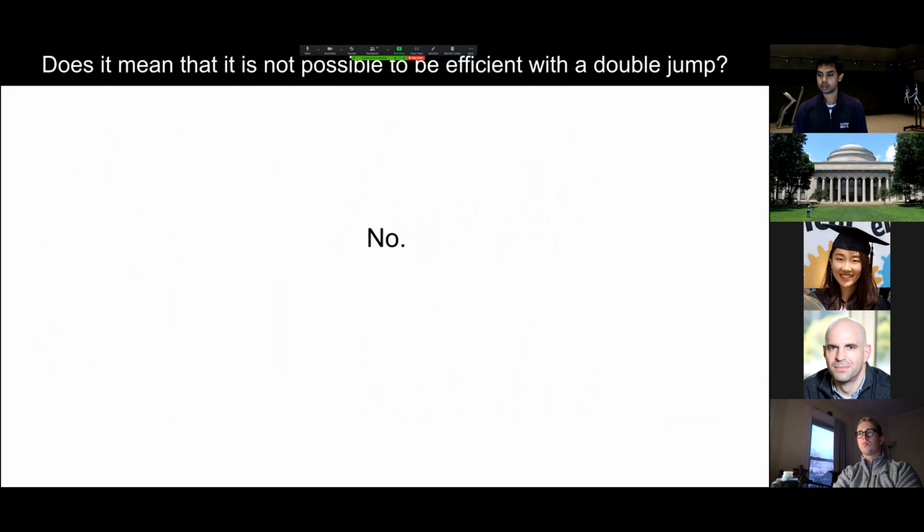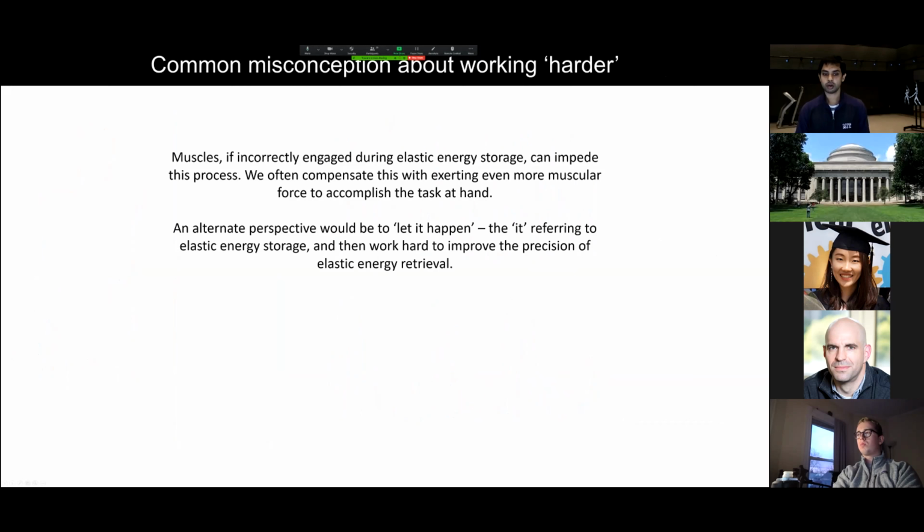So we covered that. So here's a common misconception about working harder. Muscles, if incorrectly engaged during elastic energy storage, can impede this process. So clearly, during touchdown in the double jump case, we are not storing more energy in the arms. We could still be storing them in the legs and so on, right?